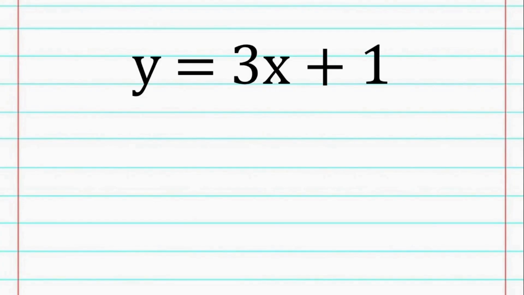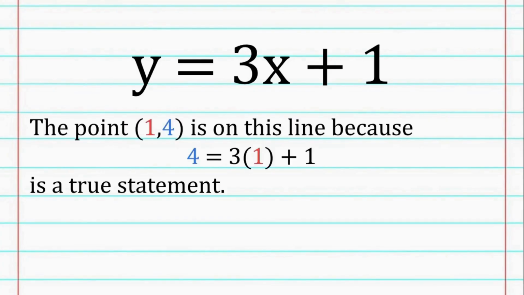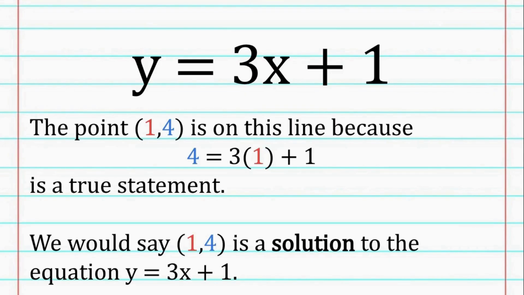Consider this linear equation. The point (1, 4) is on the line because if you substitute the y value 4 and the x value 1 into the equation, you get a true statement. We would say the point (1, 4) is a solution to the equation y equals 3x plus 1, because after substitution, you get a true statement. The point follows the rule.